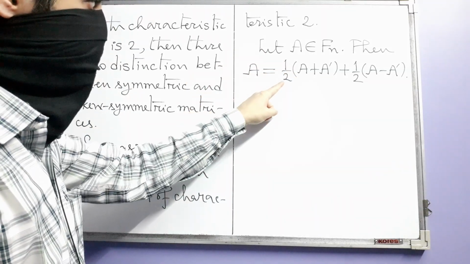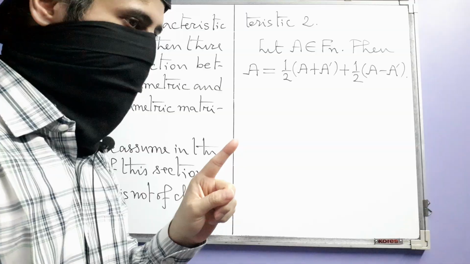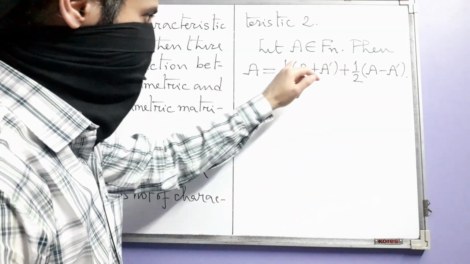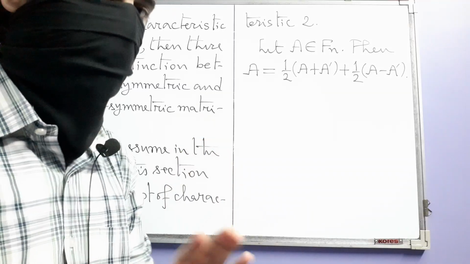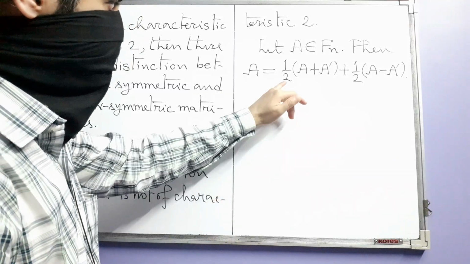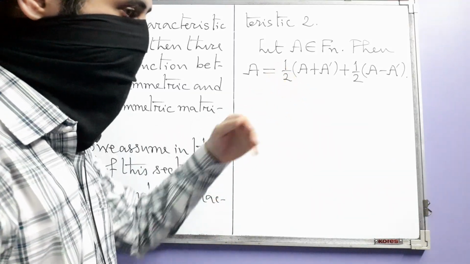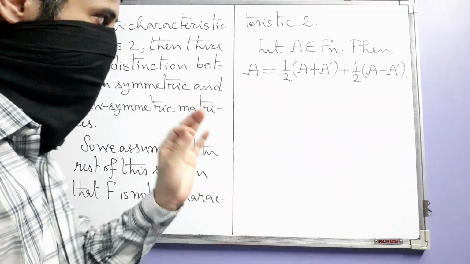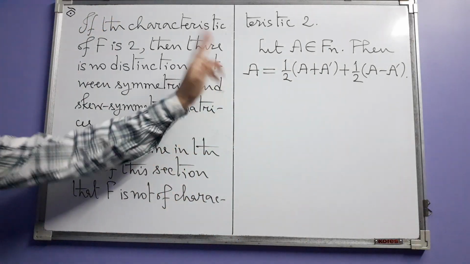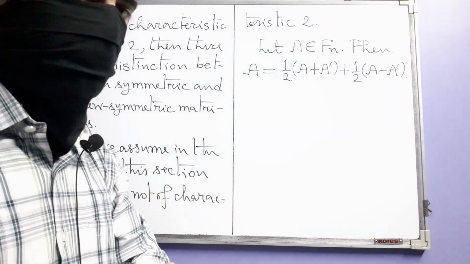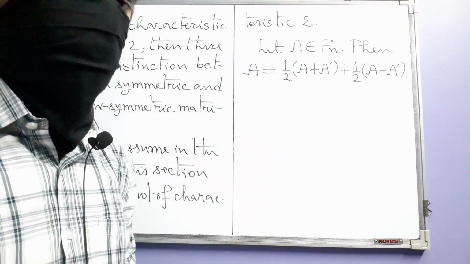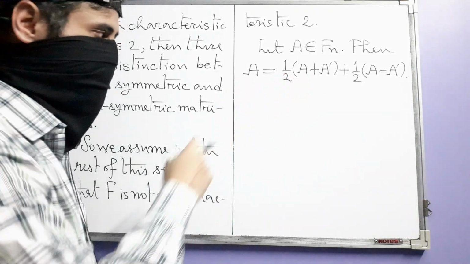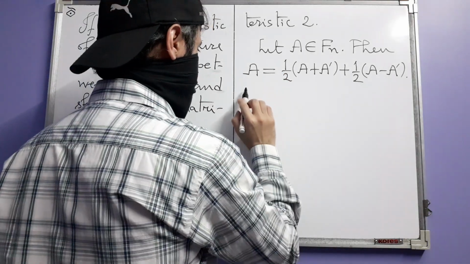Note carefully that this 1 divided by 2 has to be interpreted in the underlying field. These are not necessarily real numbers, which means that this is the multiplicative inverse of 2 in the field F, which exists because F does not have characteristic 2. So 2 is not equal to 0. That is why, and in fact this is why we need it.